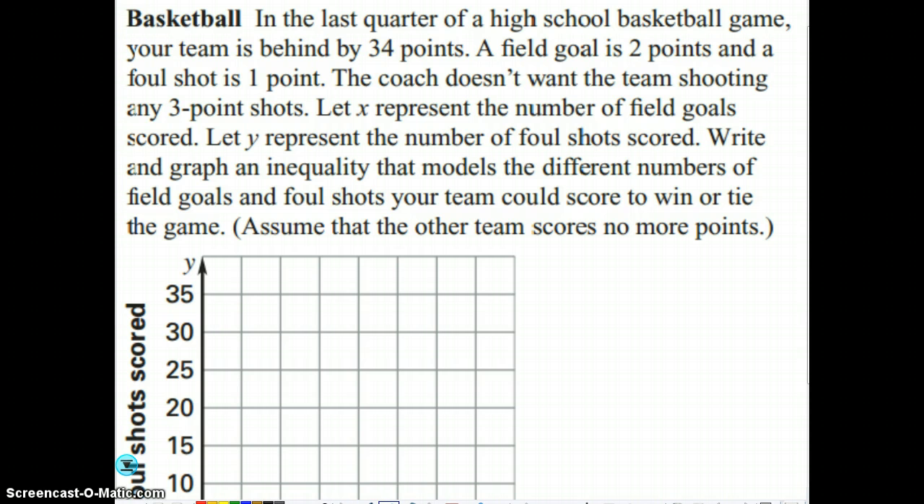So one thing that we're going to have to do is pick out some important information from the problem here. Down by 34 points is definitely something that we should take a look at. Your team is behind by 34 points. What other pieces of information do you think are important here? A field goal is worth 2 points. Definitely important. Foul shot is 1 point. Also important.